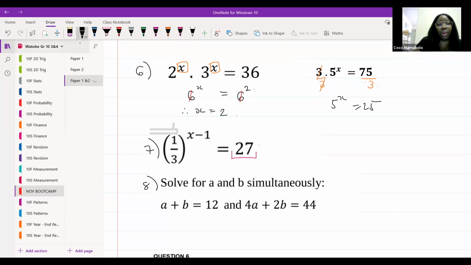Good, yes, correct, Mawande. We can rewrite 27 as 3 cubed. But the problem is, if this has a base of 3, how else can we write 1 over 3 so that it also has a base of 3? Remember, we need the same base on both sides. Correct, Tyrika, that's it, 100%. We know that we can rewrite 1 over 3 as 3 to the power of -1. So we're going to have 3 to the power of -1, all of that to the power of x minus 1, is equal to 3 to the power of 3. And again, we have a bracket with an exponent, so we are going to distribute that -1 in.